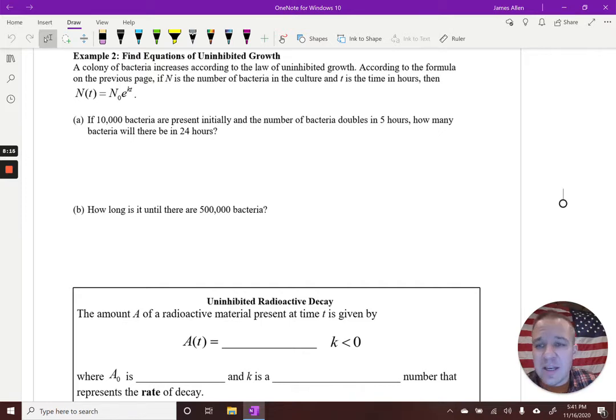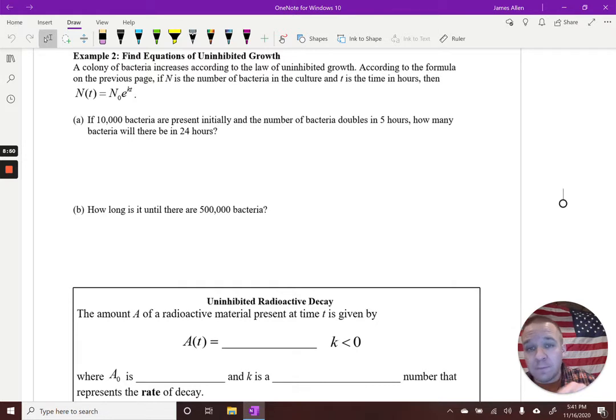All right. If 10,000 bacteria are present initially and the number of bacteria doubles in 5 hours, how many bacteria will there be in 24 hours? Simply thinking about it, you're like, okay, 5 hours to double, 5 goes into 24 about 5 times, so 50,000, right? Except when the bacteria is growing, those new cells are now doubling themselves, so it's not quite as simple. It's not some linear model. It's exponential.